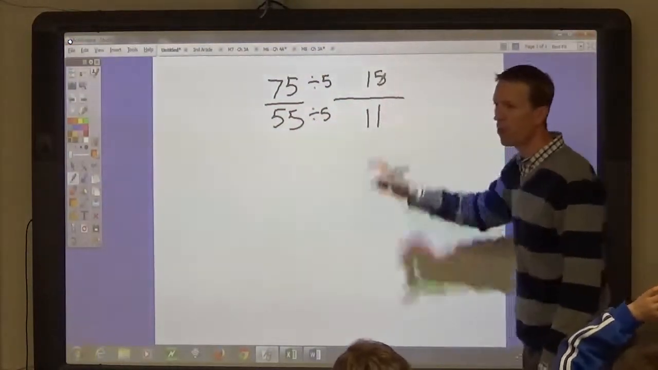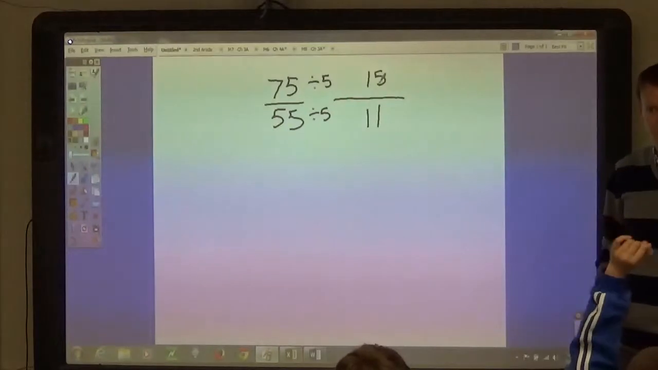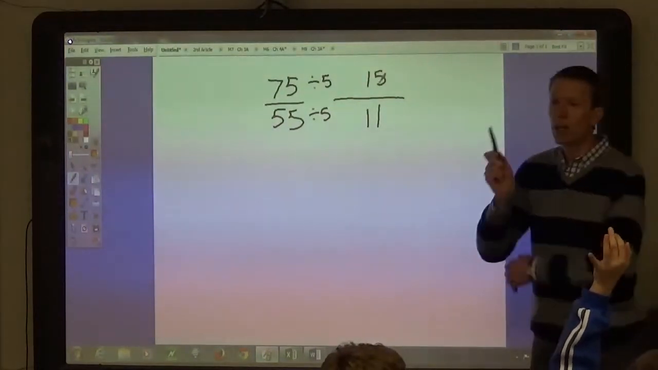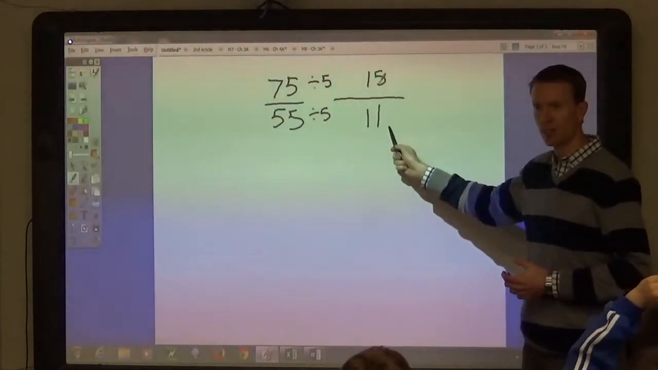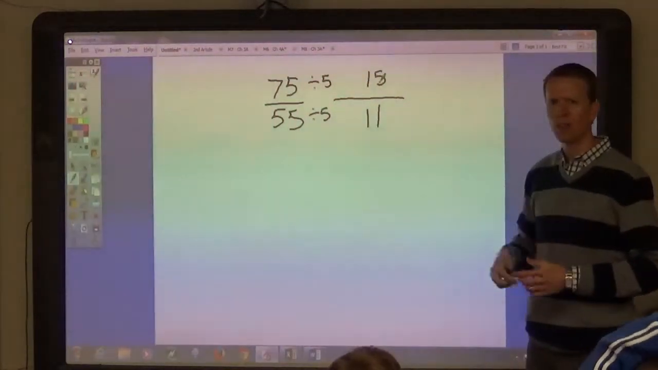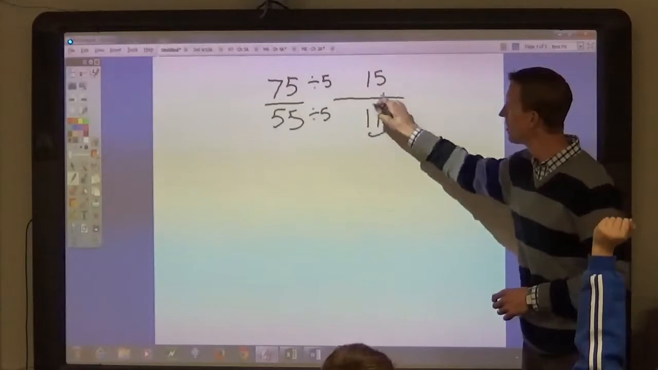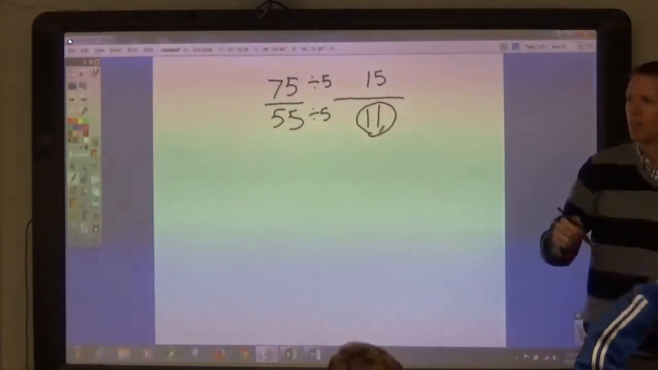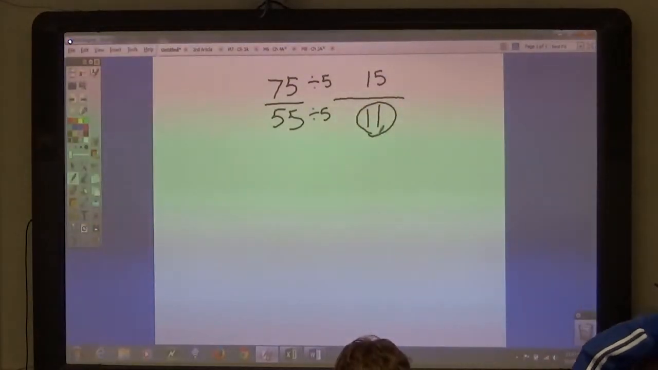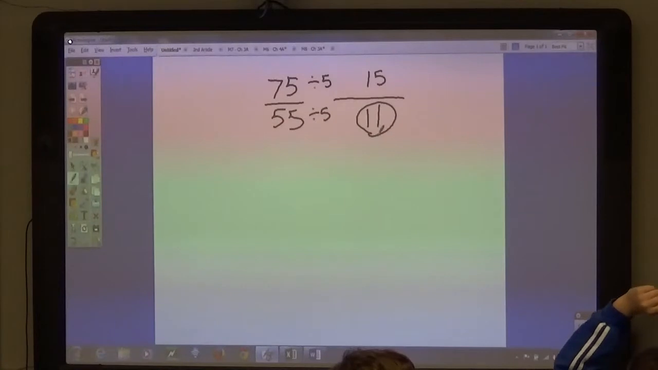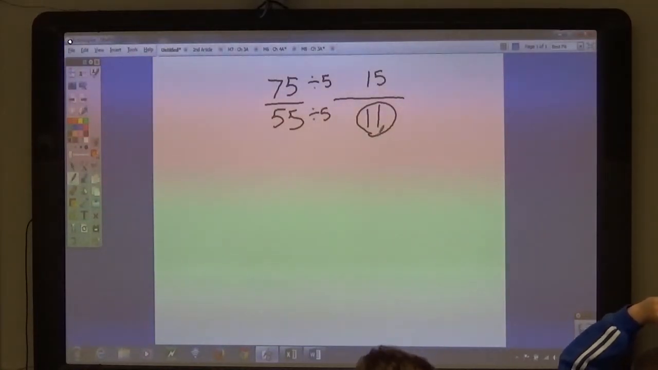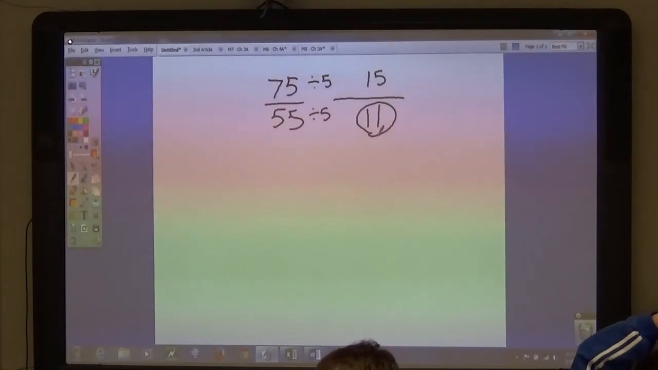Is this simplest form? Yes. What's our definition? Are there any common factors? No. How do you know? Look at this number. What is this number? That's a prime number, right? So if 11 is a prime number, then there's going to be only two factors, 1 and 11, and 11 doesn't go into 15, so we know that that's simplest form. Okay? That's lowest terms.